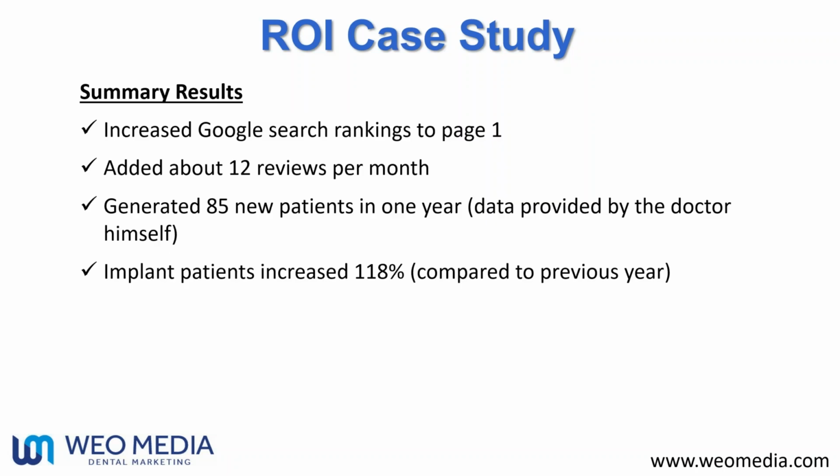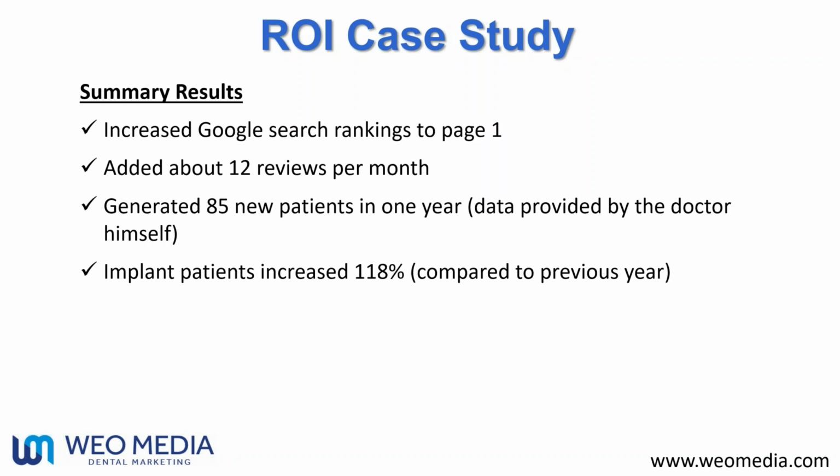So what happened was we implemented all these things. We increased his Google rankings to page 1 for every major term he wanted to rank for. We were adding about 12 reviews per month, primarily on Google. So his online marketing performance dramatically changed. What's really cool about this case study is the doctor and his office manager went through all of the online marketing data for the year and cross-referenced it with all their new patients. And they told me, you gave us 85 new patients that year.